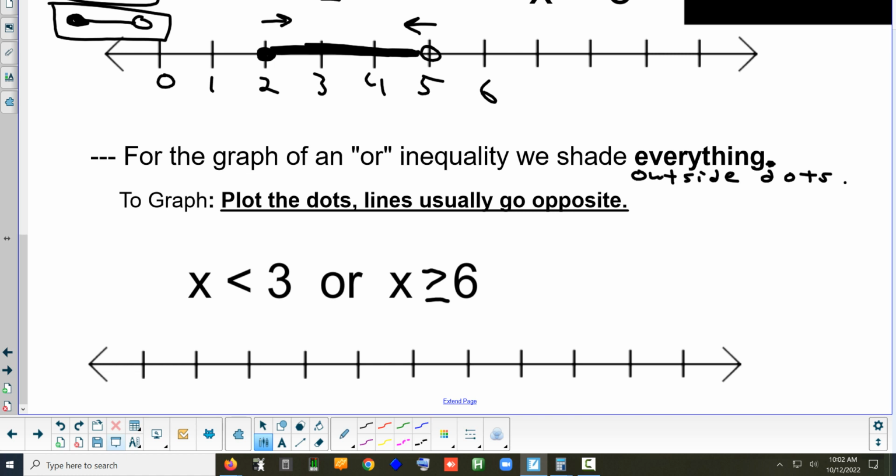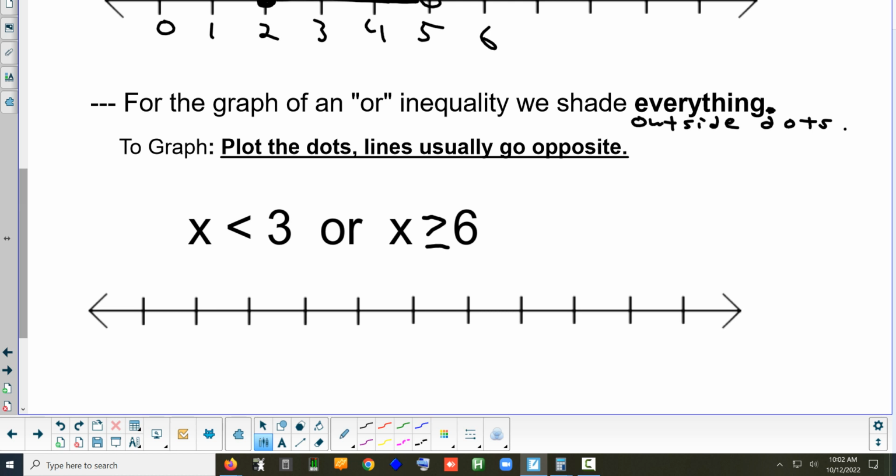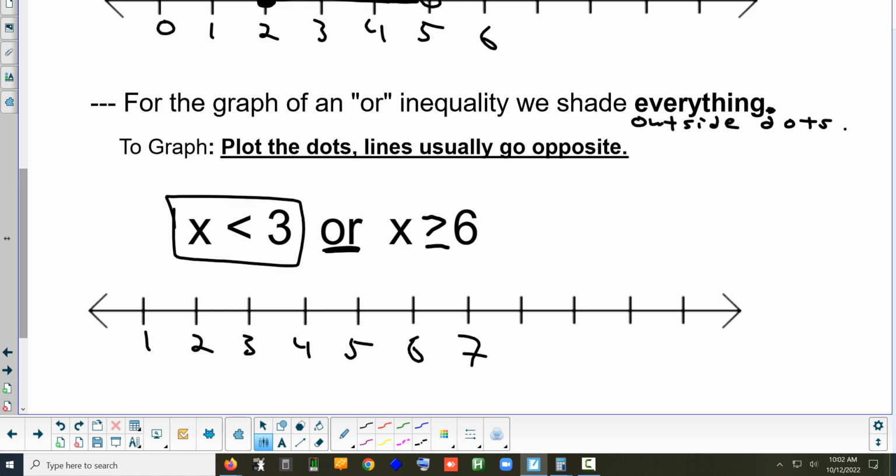Okay, so we need to number this. I think if we start at 1, that'll be fine. That's plenty. And now this is what we call a disjunction, because it has the word or. A big difference between or and and. So start with this one. X is less than 3.